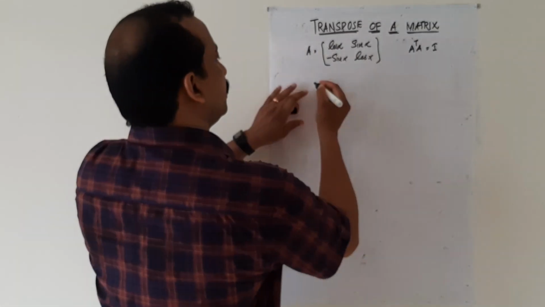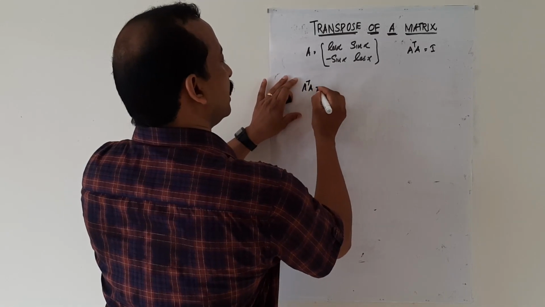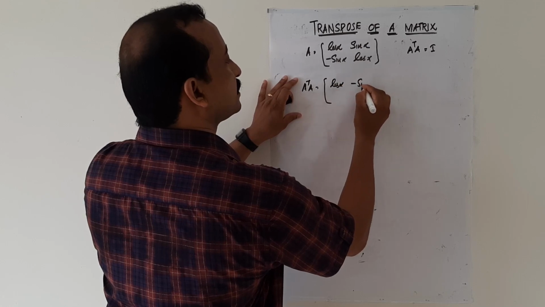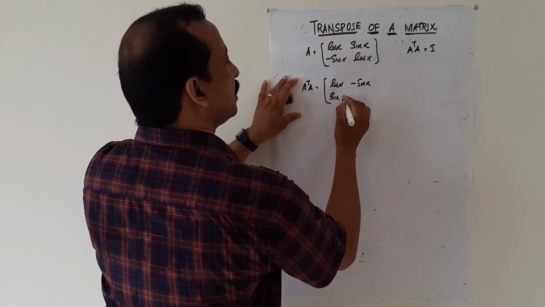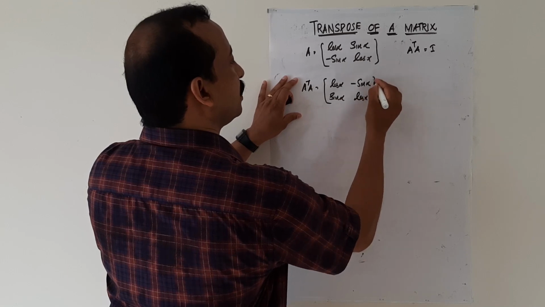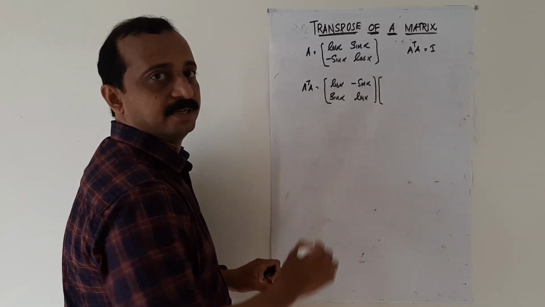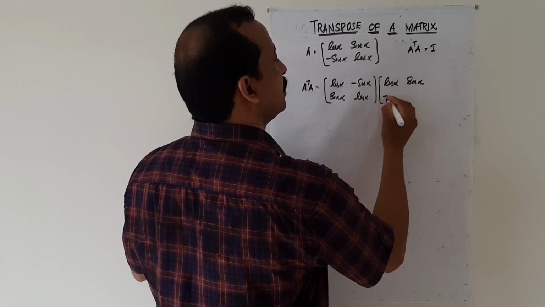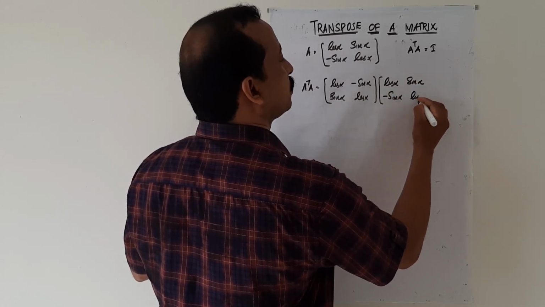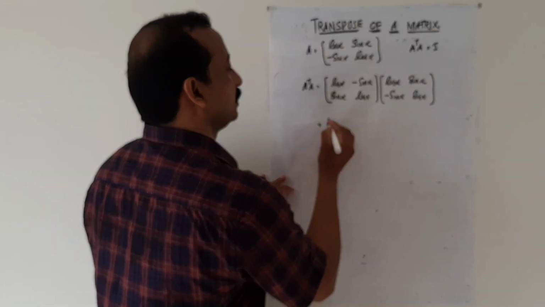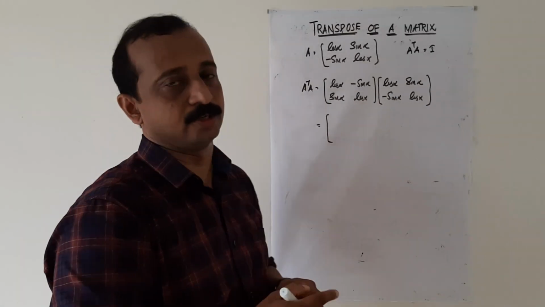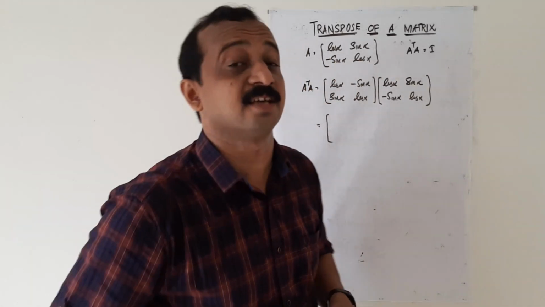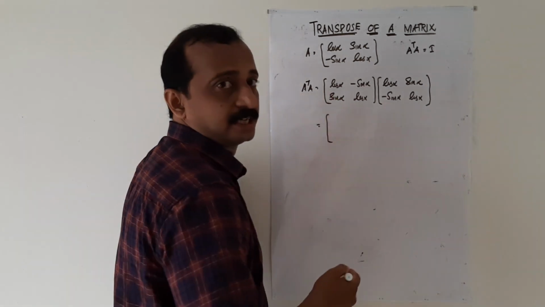A transpose into A. You know what is the transpose of this matrix? It is [cos alpha, minus sin alpha; sin alpha, cos alpha], into A, where A means our given matrix [cos alpha, sin alpha; minus sin alpha, cos alpha]. It is clearly a 2 by 2 matrix, and the second matrix is also 2 by 2. So matrix multiplication is possible because the number of columns of the first matrix and the number of rows of the second matrix are equal. Now multiply these two matrices.